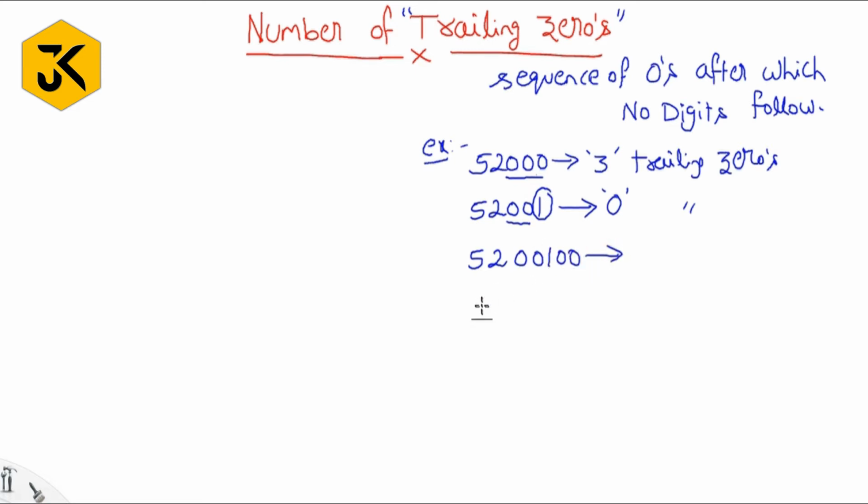Let us take 5,200,100. How many zeros are there after which no digits follow? These are the two zeros after which no digits follow. So how many trailing zeros are there? Two trailing zeros. I hope you got clarity about the trailing zeros concept.